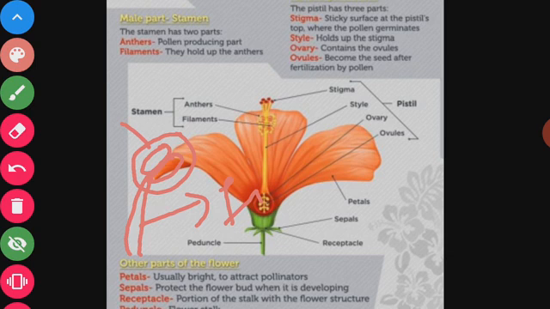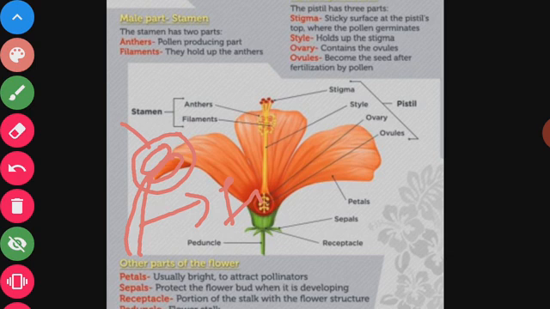The anther makes the pollen grains and stores them. The pollen grains appear as yellowish, powdery substances. Pollen grains contain the male gametes, or we can say the male sex cells, of the plant. Each pollen grain contains two male gametes. Okay, these are about the male reproductive part of the flower.